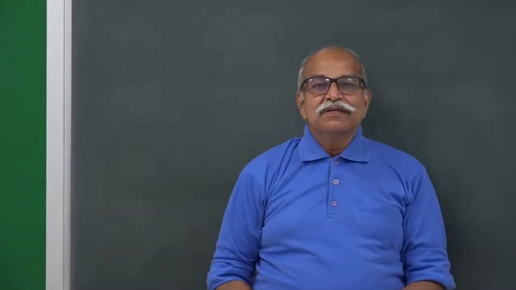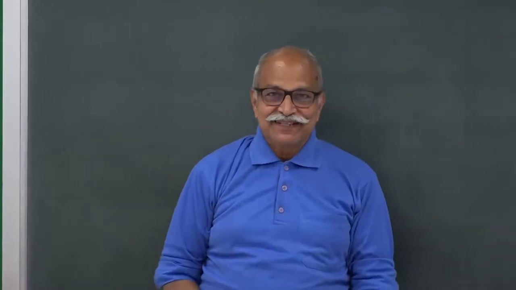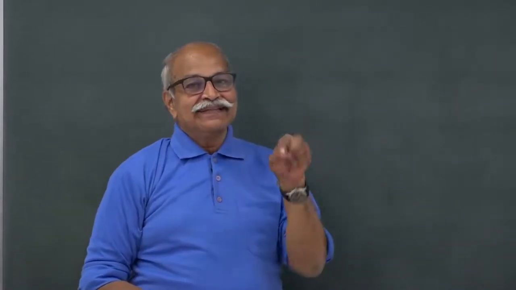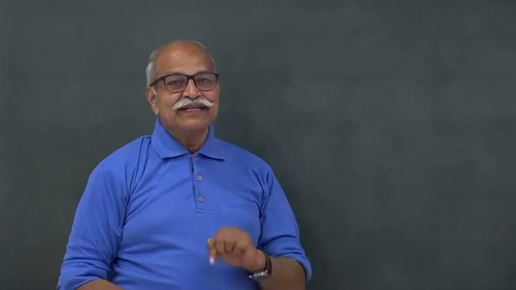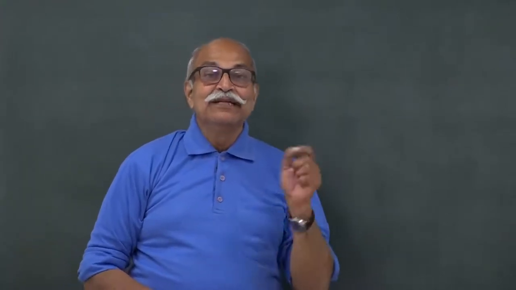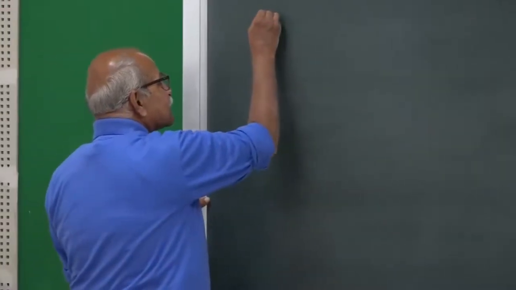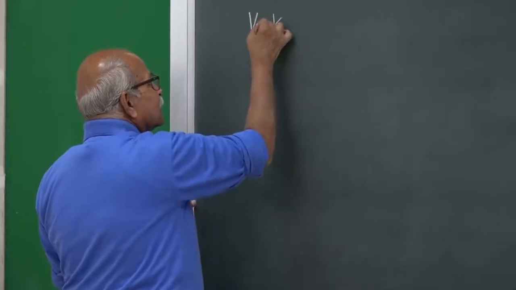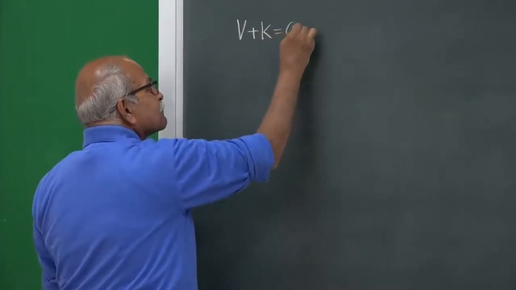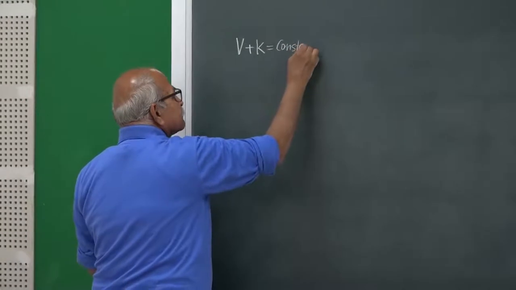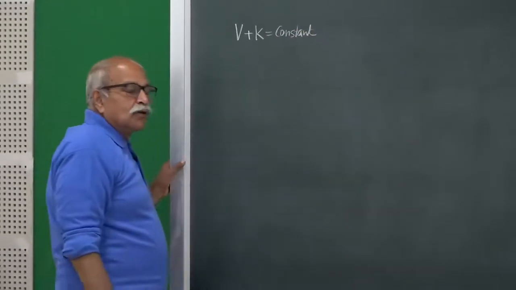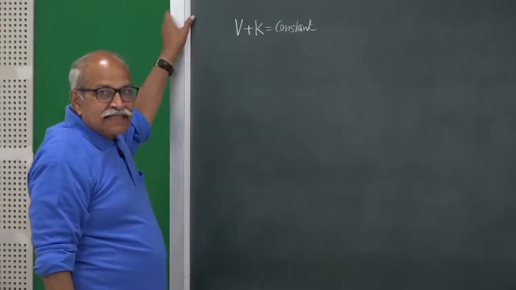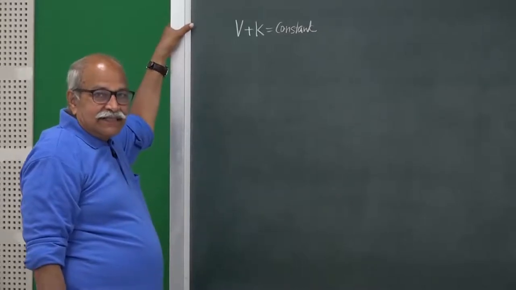So we talked about potential energy. If the force acting on the particle is conservative, the resultant force, the only force, then we can define this potential energy function V, and then V plus kinetic energy is constant. We call it the law or principle of conservation of energy.